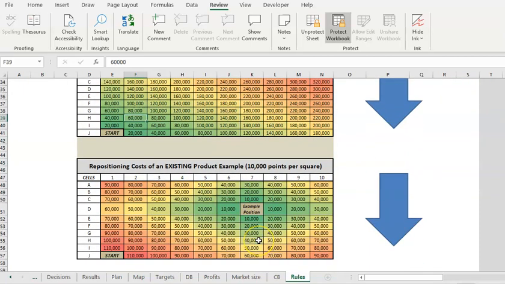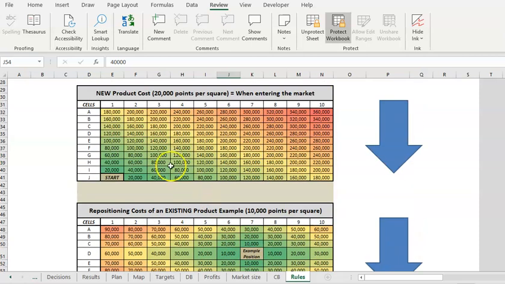Once a product's in the marketplace, it stays there ongoing, but firms can reposition. They will need to do that because the target markets are changing. And here you can see each cell there is a $20,000 extra. Here, for each cell they move, it's $10,000. So it's more cost effective to move existing products.